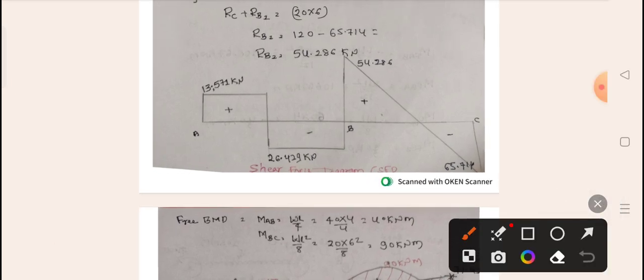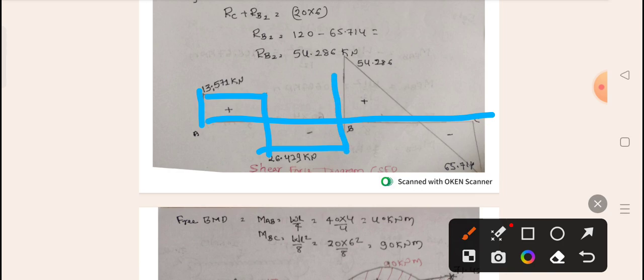If you remember the diagram, for this span RA is 13.571. There is no load between here and the point load. After that, minus 40, it will come downward again, and then it will increase again. If it is a UDL, it will go like that, meaning inclined loading will be there. Finally it will come to zero. This is the way you draw the shear force diagram.